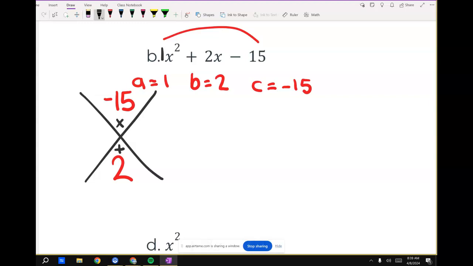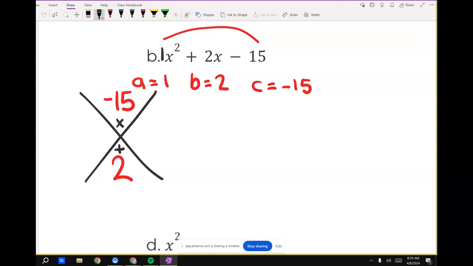So I know only one of these can be negative. All right, because if there are two negatives, it would be a positive. If they're both positive, this would be a positive. So I know one of these two numbers is going to be negative. All right, well, if we do negative 1 plus 15, that would be 14. If we do 1 plus negative 15, that would be negative 14.